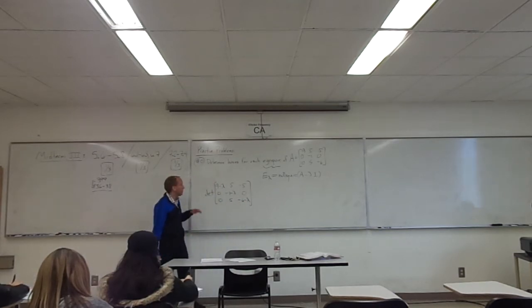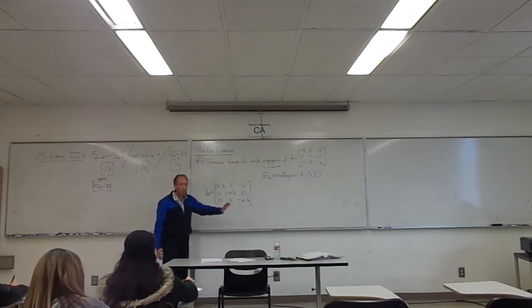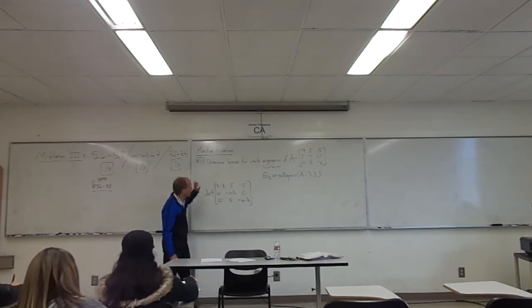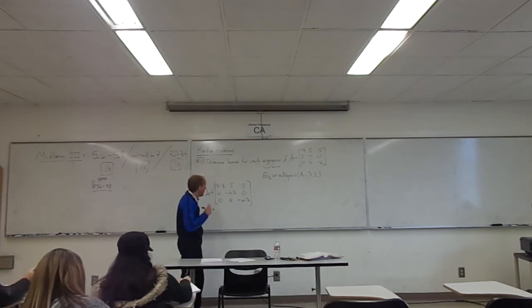And by the way, this is the part of the quiz that went the worst of everything. It was just getting these lambdas in the first place. And you have to be able to do it, because otherwise you can't do the rest of the problem. So, all right, so this is what we need to do.